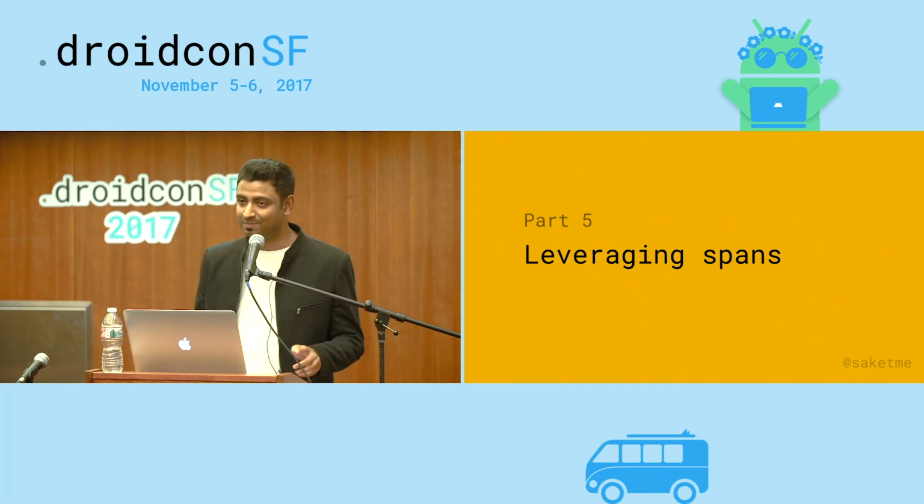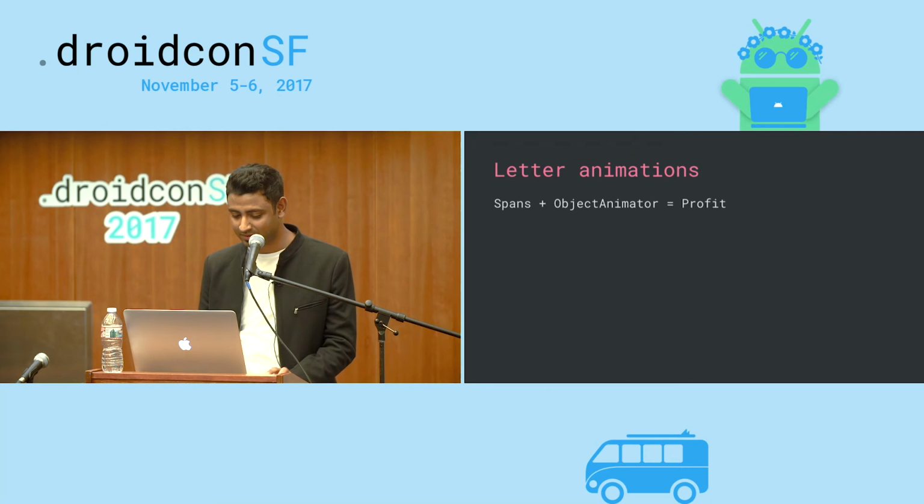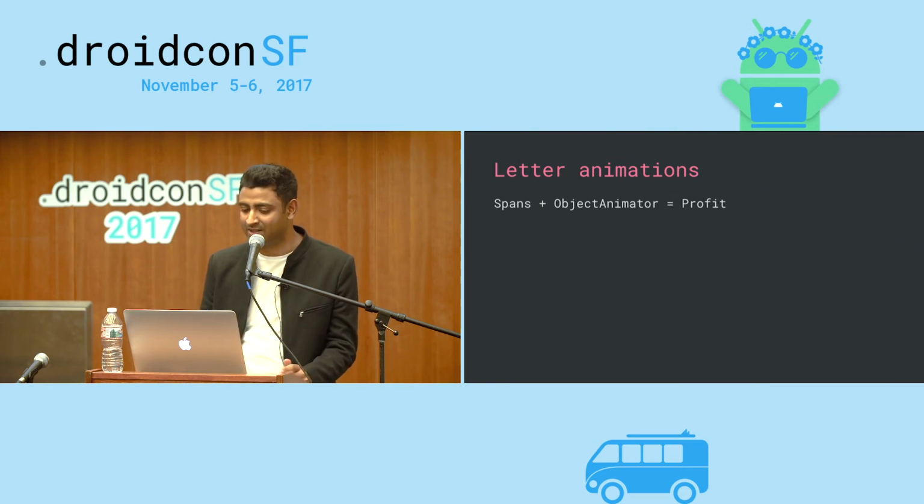That brings us to the last part of the talk, where we will explore how we can use spans for doing some very interesting things. The first use case is animating letters in text. The idea is that since spans can access the TextView's paint object, and spans can control the styling of the text on a per letter basis, we can create some really nice animations by combining spans with ObjectAnimator.